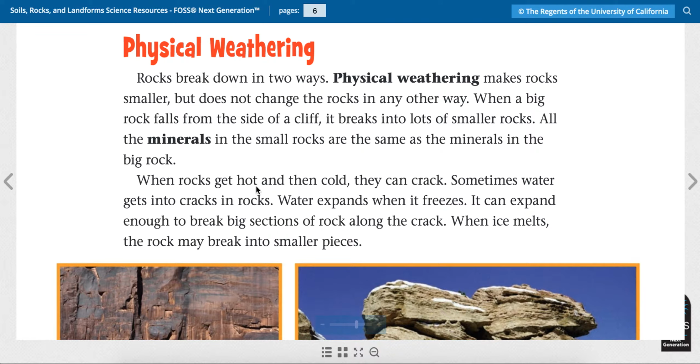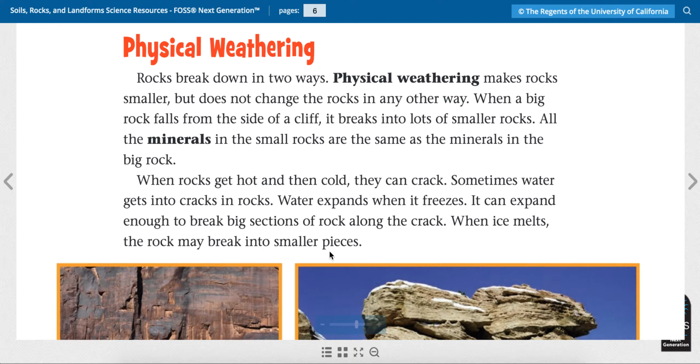When rocks get hot and then cold, they can crack. Sometimes water gets into cracks in rocks. Water expands when it freezes. That means it gets bigger. It can expand enough to break big sections of rock along the crack. When ice melts, the rock may break into smaller pieces.